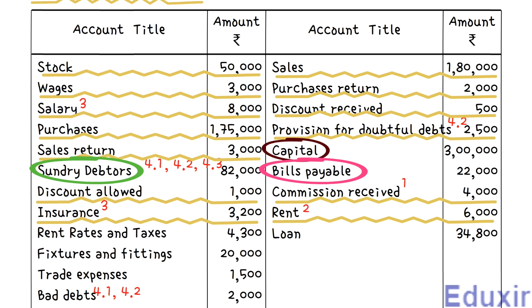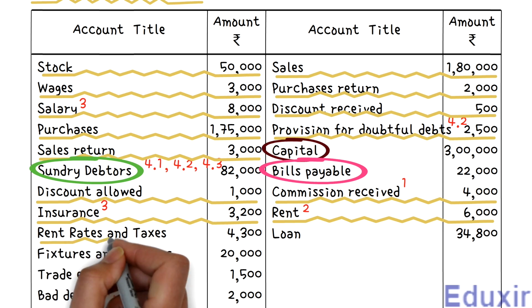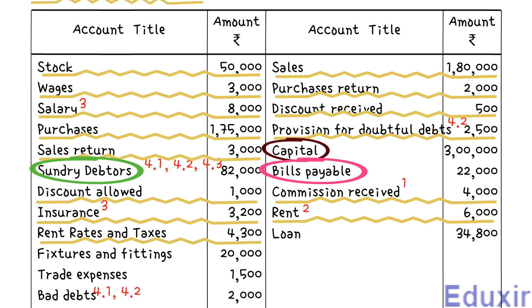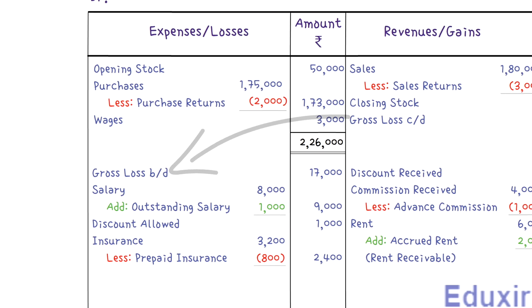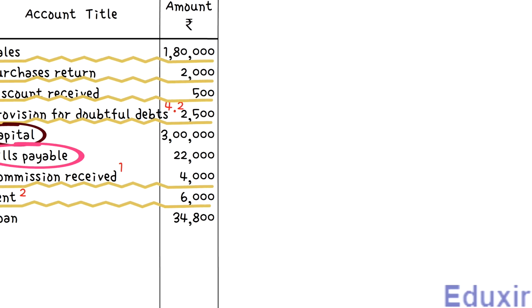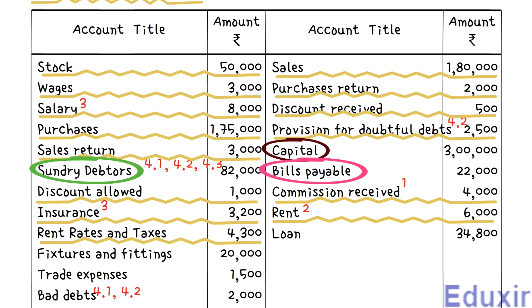The next entry in the trial balance is related to the rent, rates and taxes, which has a balance of 4,300 rupees. This is an expense. So let's post this on the expenses or debit side of the profit and loss account. Let's first write rent, rates and taxes on the expenses or debit side. Let's then write the corresponding debit amount of 4,300 rupees into the amount column. With that, we have completed the posting of the rent, rates and taxes expense balance into the profit and loss account. Let's now take up the next entry in the trial balance.